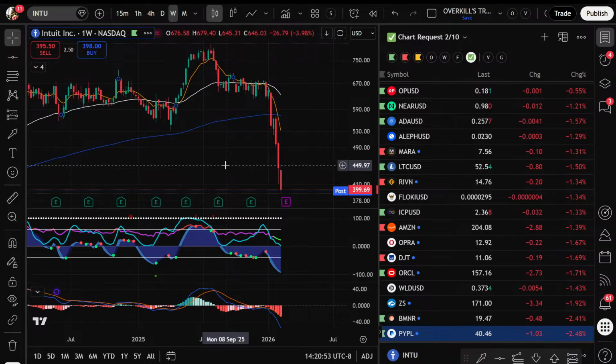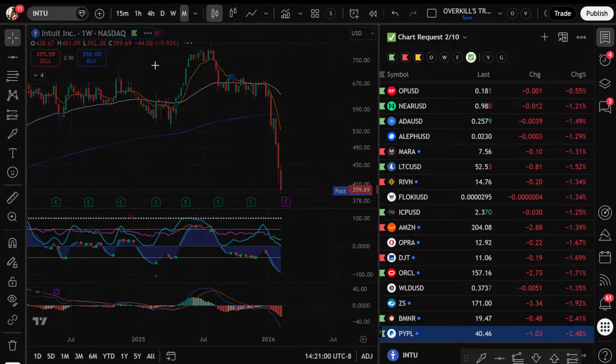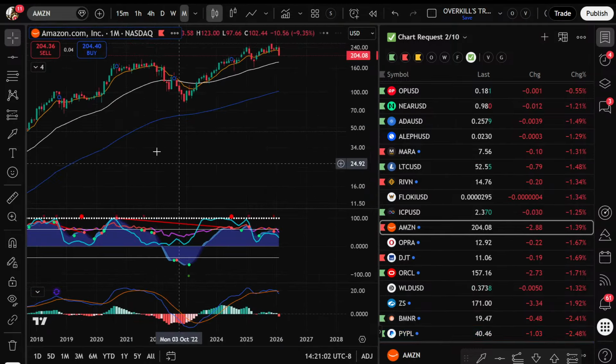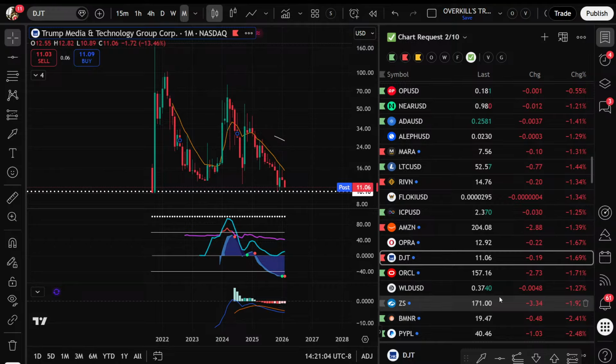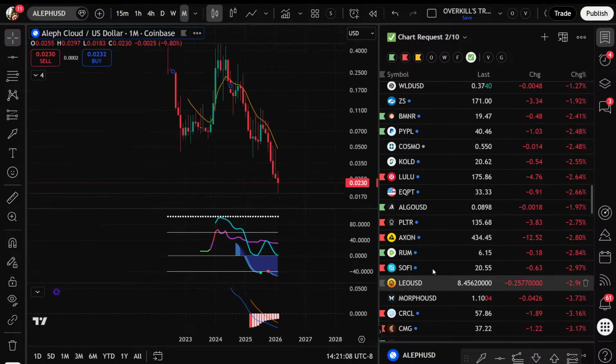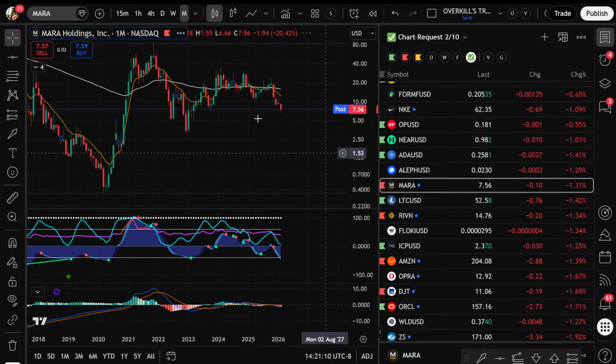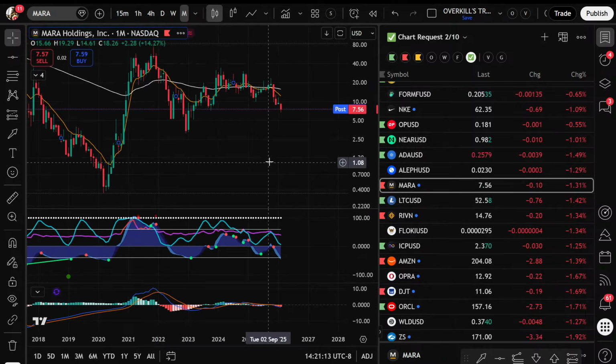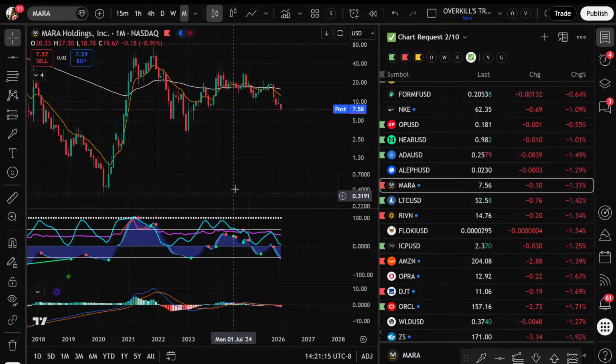16.5 years, Bob says. The 200-month would be a 16.5-year moving average. That's insane. A lot of charts don't even have a moving average on the monthly. Like DJT doesn't, Rivian doesn't, right? These newer names that have come out recently, probably Mara doesn't. Yeah, Mara doesn't even have one. So they have to be around for a long time in order to get that data.